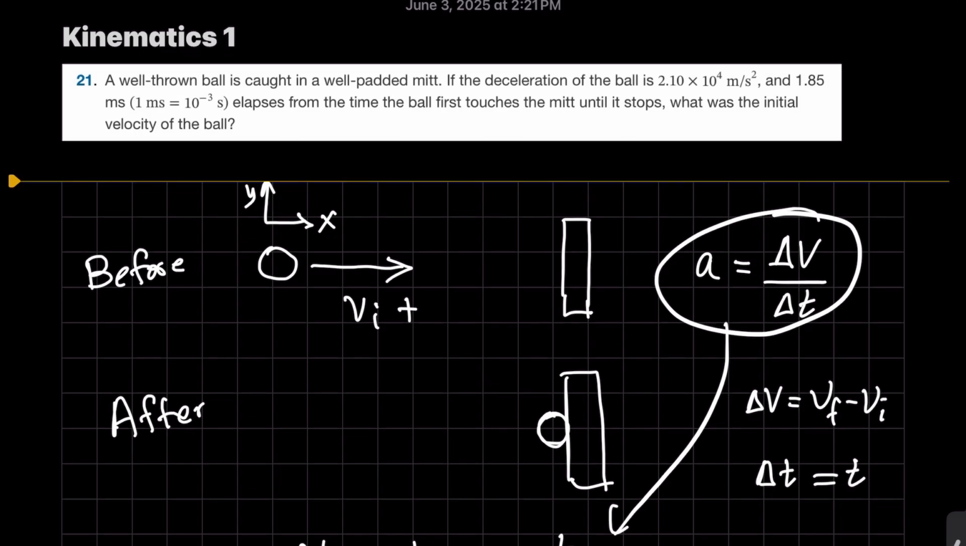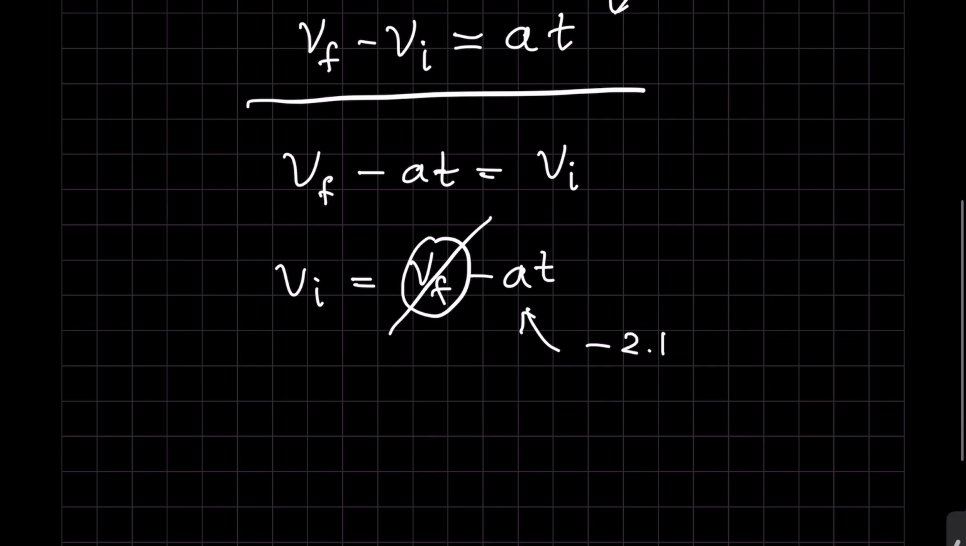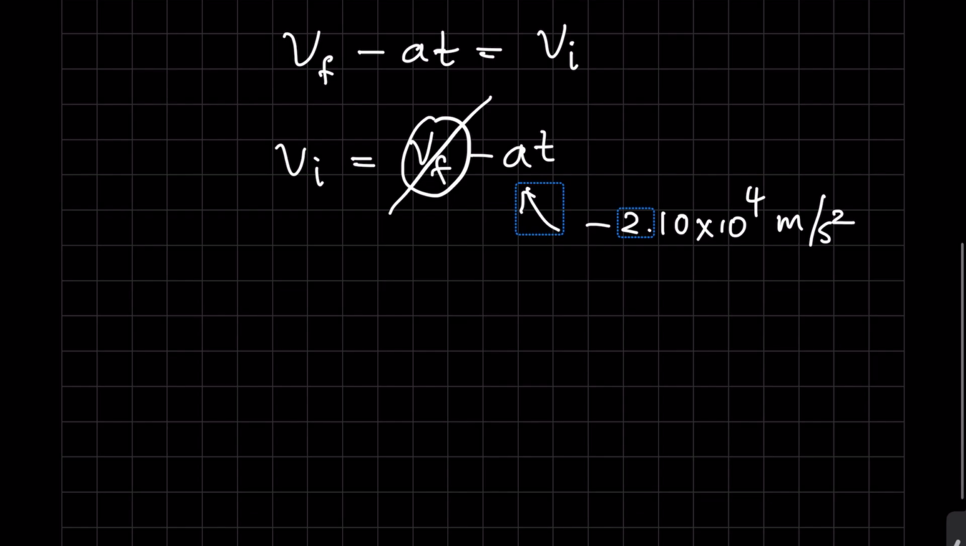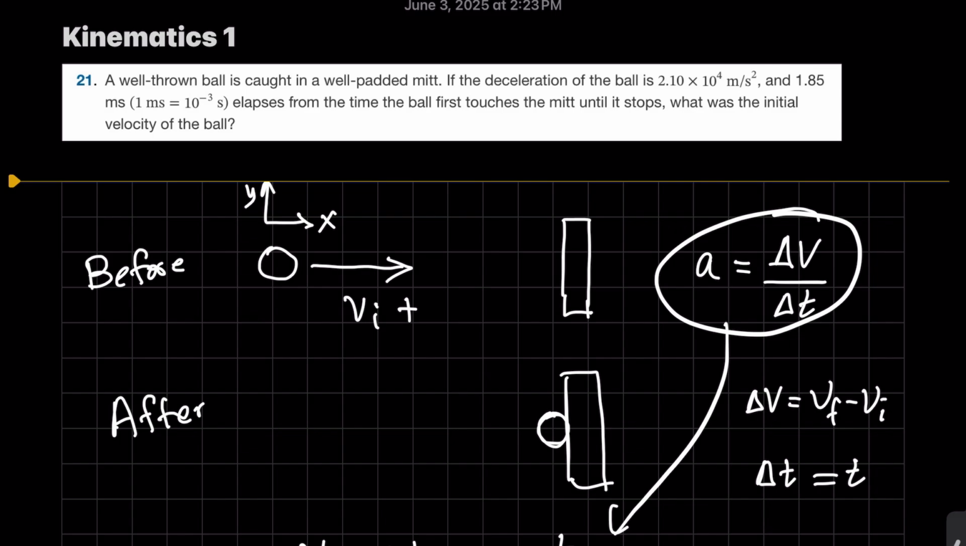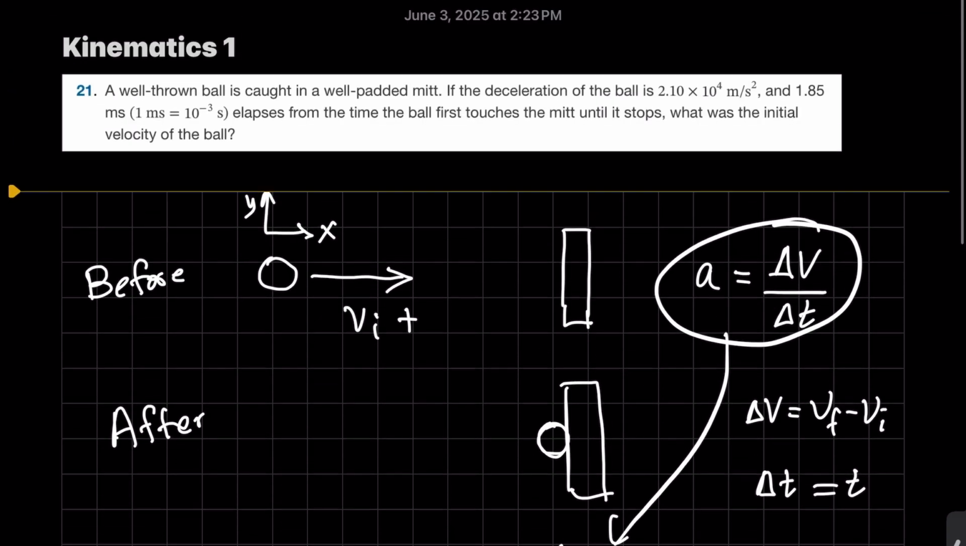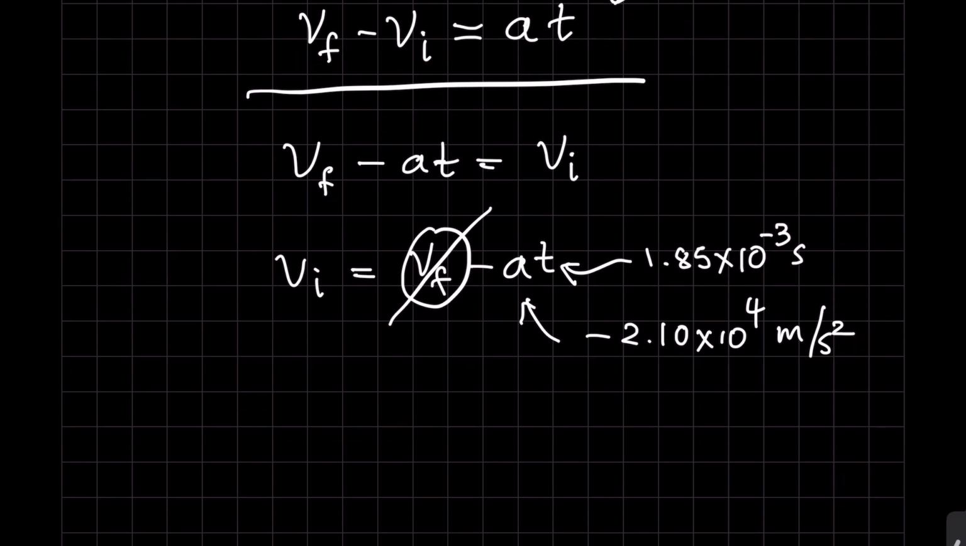So the number here, 2.10, right? So this number is negative 2.10 times 10 to the power of 4, double check, meters per second squared. Right, that's the number that needs to go in, and then time is given here, so 1.85 times 10 to the minus 3 seconds. Okay, we'll get back to units in a second just to check that that's correct.